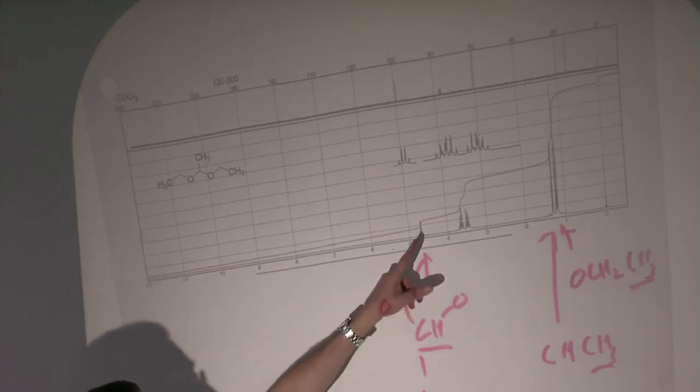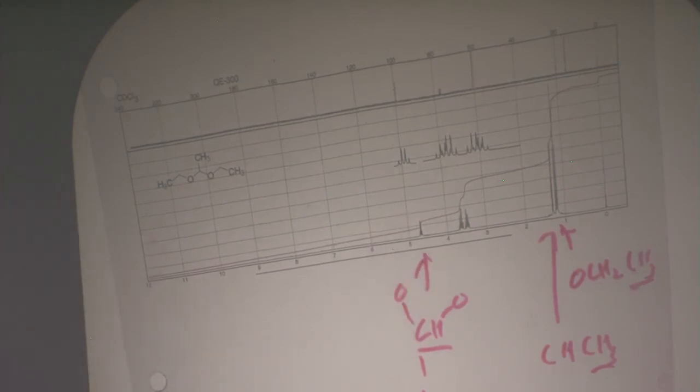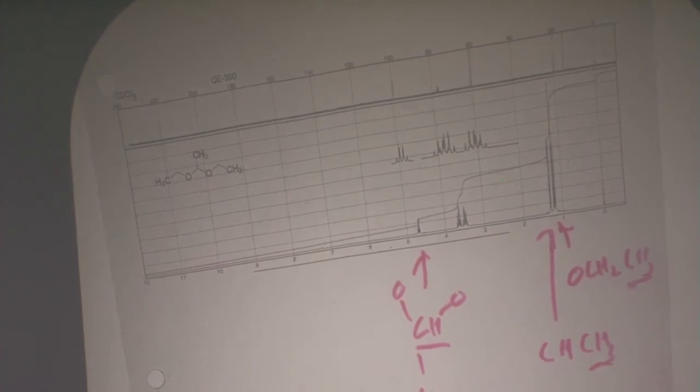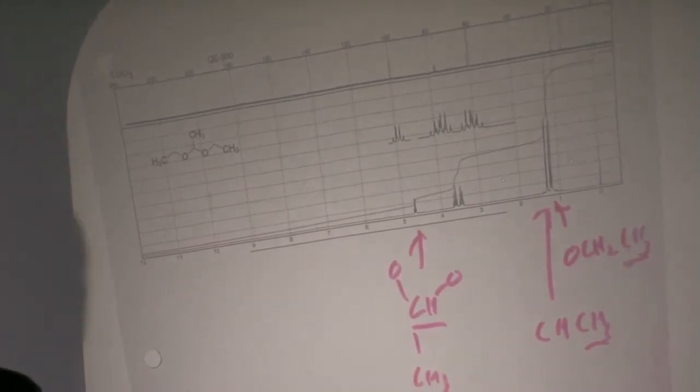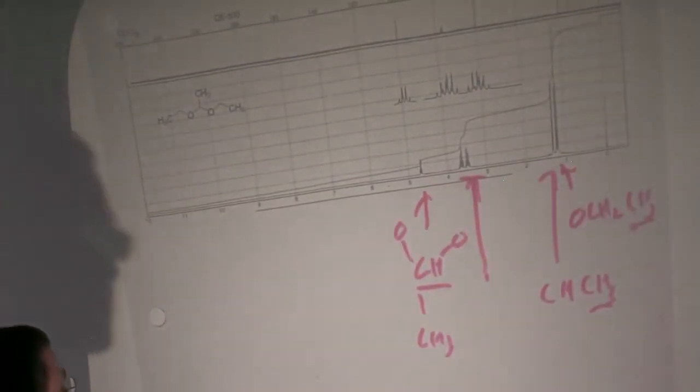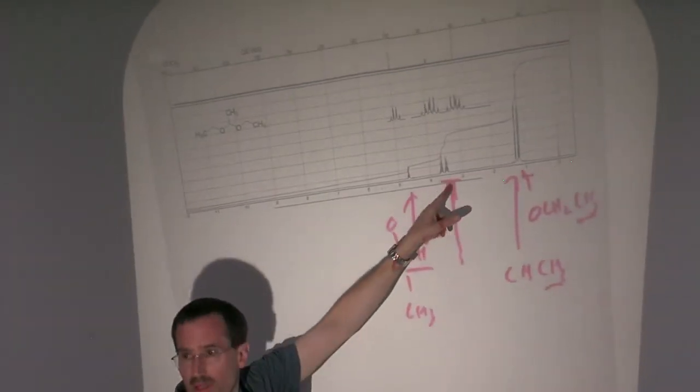We have our methine. It's the one that's attached to 2 oxygens. So it's shifted downfield. It's at 4.6 parts per million. It's a quartet because it's split by the methyl group. And finally, we come to the CH2s. And the CH2s show up as 2 peaks.